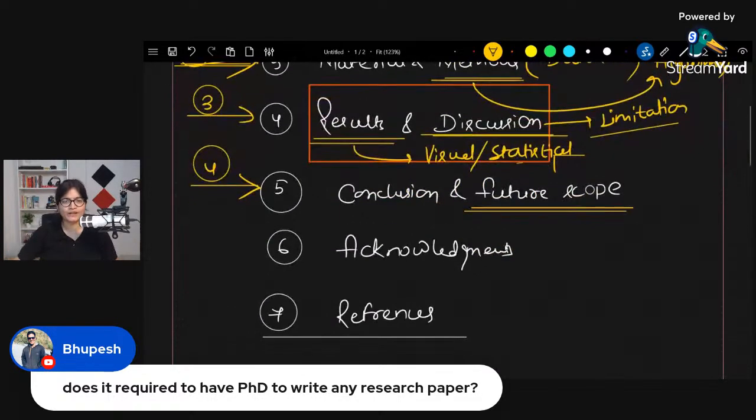And at the very end, what you can do is you can write the acknowledgements where you can thank all those people who basically helped you, your guide, your colleagues, your teammates, whosoever be there with you, your family members, whosoever you want to acknowledge, you can acknowledge that. And at the very end, you will have to write the references.